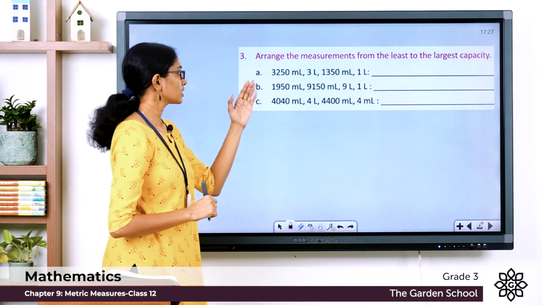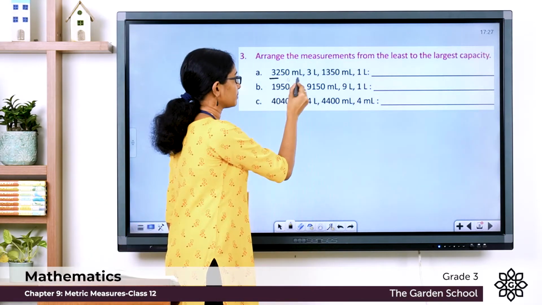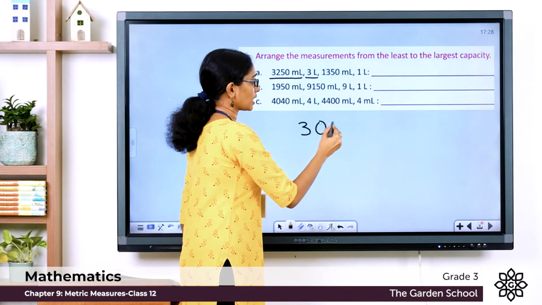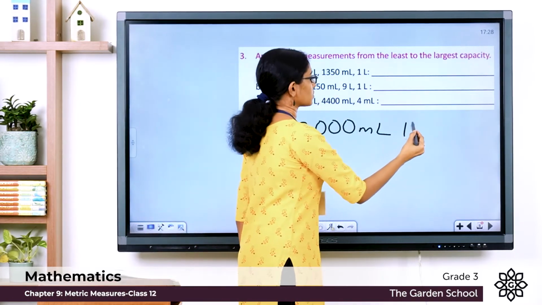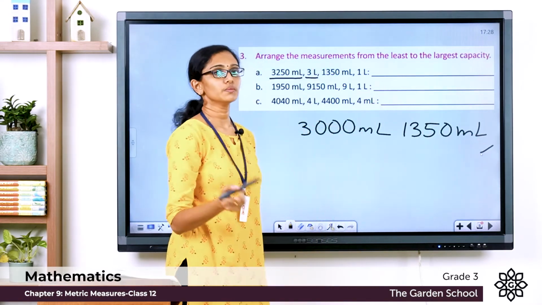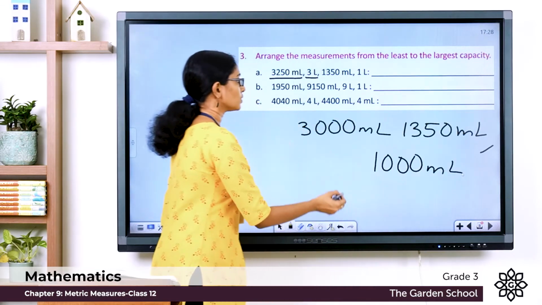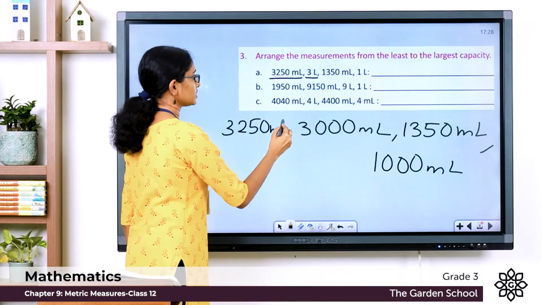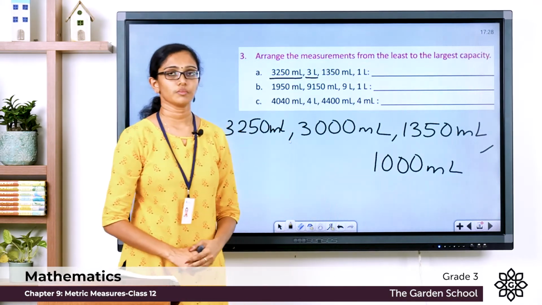So the first one, question A, the first measurement we have here is 3250 milliliters. The second we have 3 liters, which is equal to 3000 milliliters. Now next we have 1350 milliliters, and then we have 1 liter, which is equal to 1000 milliliters. So the given measurements are 3250 milliliters, 3000 milliliters, 1350 milliliters, and 1000 milliliters.